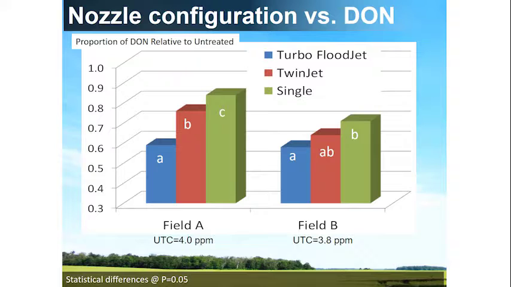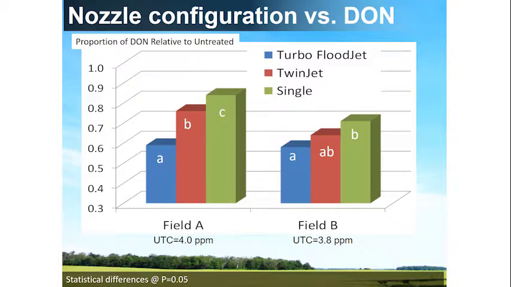So many ask, okay, the coverage, what about DON reductions as well? And so this is the proportion of DON relative to untreated. So we have turbo flood jet, and lower is better here. So compared to untreated, in this case, we didn't get quite to that 50% control or reduction with the turbo flood jet nozzles. Twin jet didn't result in very much of a reduction, and then single T-jet only resulted in less than 20% reduction in DON compared to an untreated check.